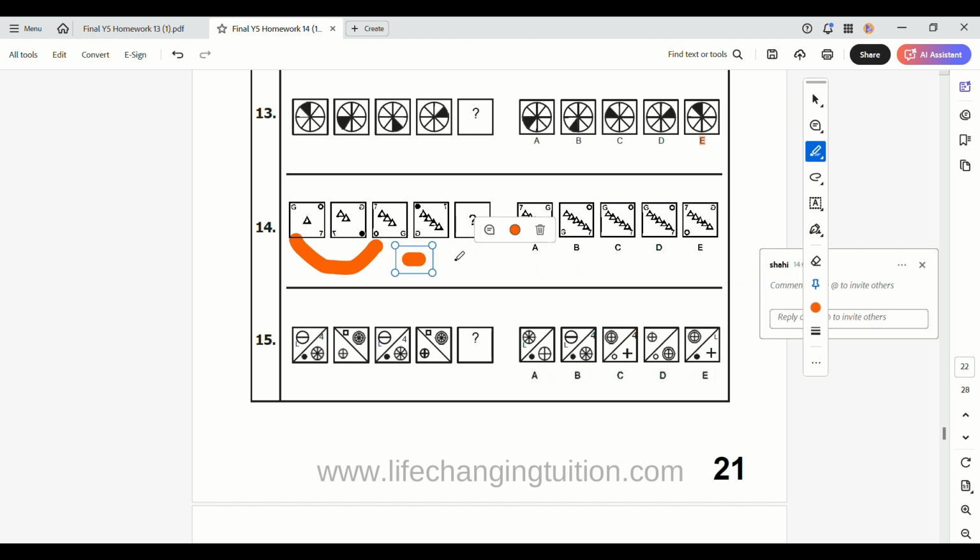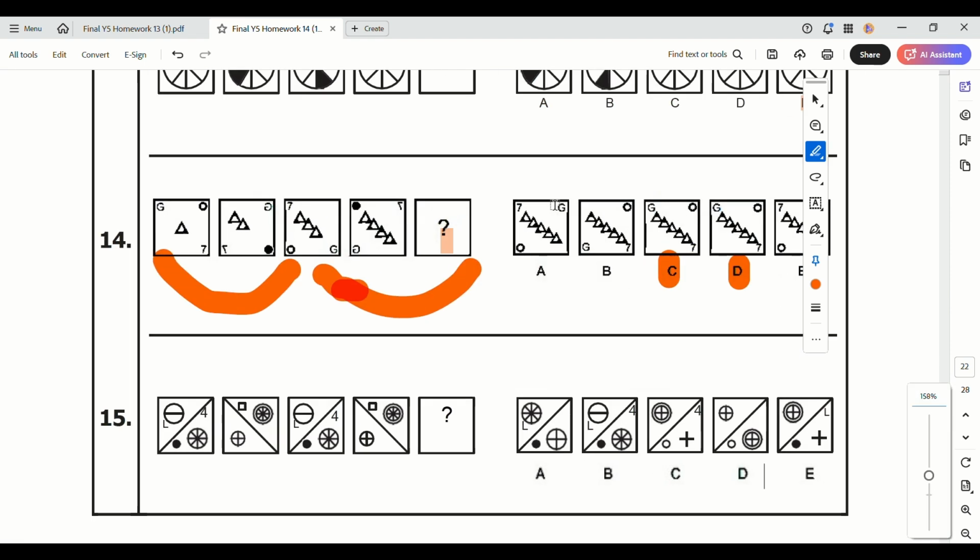And then if we draw it from here, 7 G, so we know this one should be G, 7, which is option C, or option D actually. And okay, it's either of these options. So if we look at what's the difference, both have 5 triangles. Now, it's hard to see, but you can see the triangles have different colors.